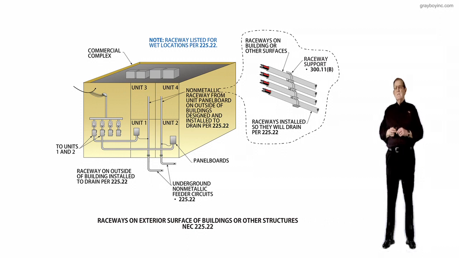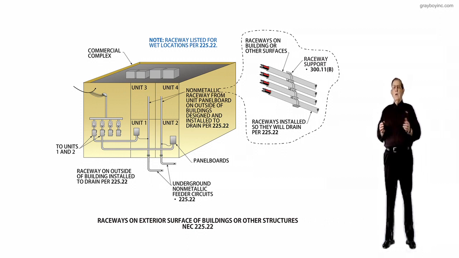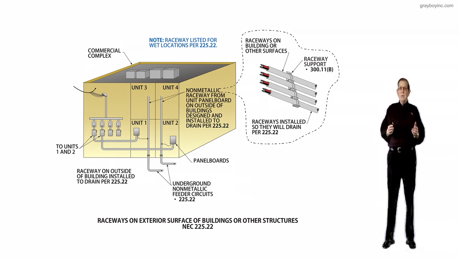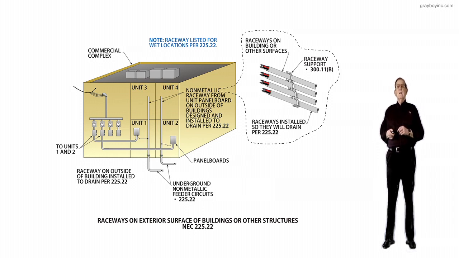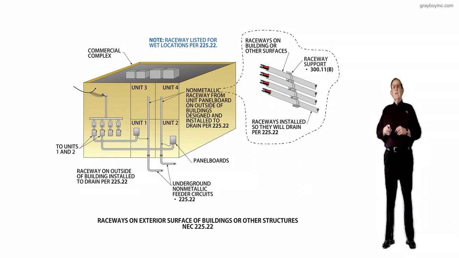Now, the main thrust of this rule is that we do not install raceways that will drain rainwater or condensation back into the electrical equipment. As you see on the building, we have an auxiliary gutter, wireway, the weatherhead, the meters, and the overcurrent protection underneath those meters. But notice we're running on the outside of the building.